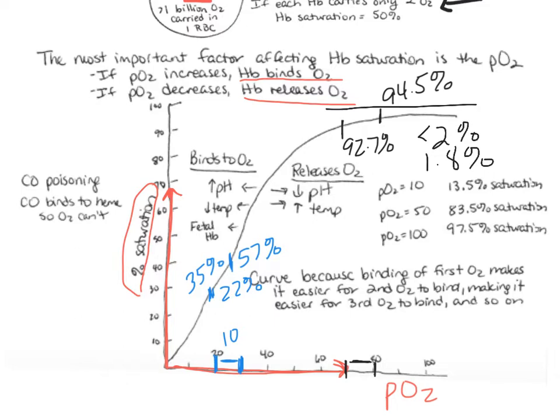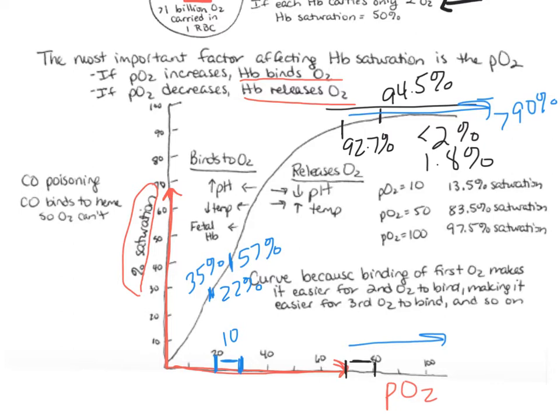If a person is exposed to a PO2 of above 60 millimeters of mercury, then their hemoglobin saturation rate will be above 90%. This explains why people can survive at higher altitudes where the PO2 is lower but still above 60 millimeters of mercury.